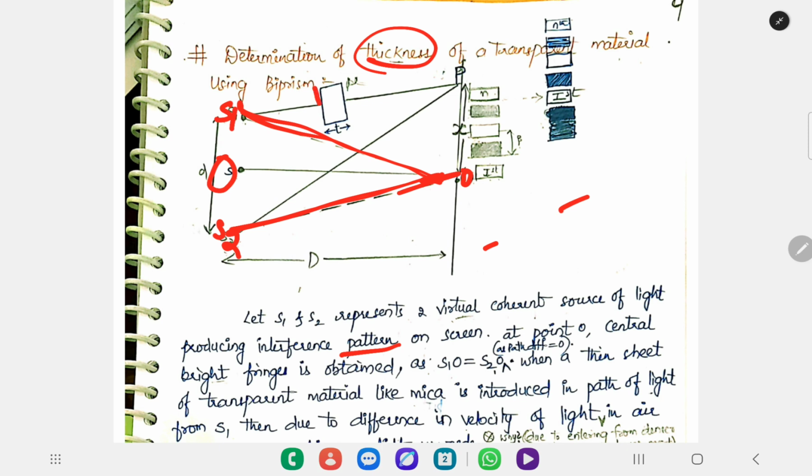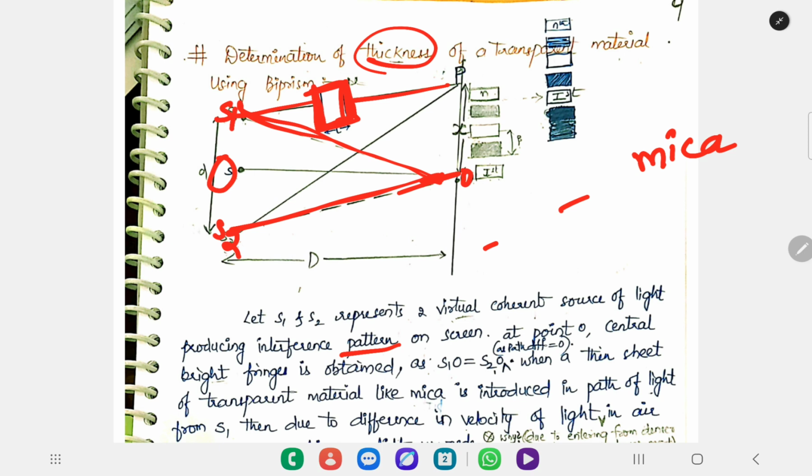Now let us suppose we are introducing a thin transparent film here. We are introducing a thin transparent material, let us suppose some material like mica, in the path of this light. This light is going in this way, and in between we are placing the transparent material, mica.